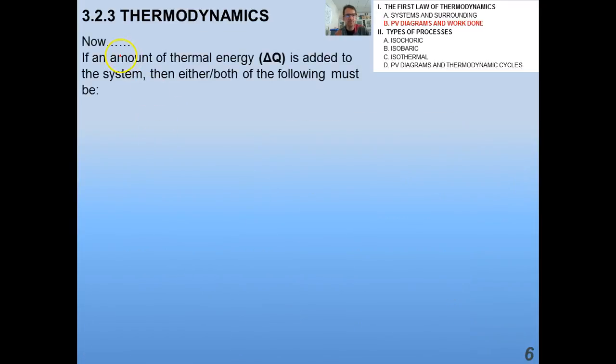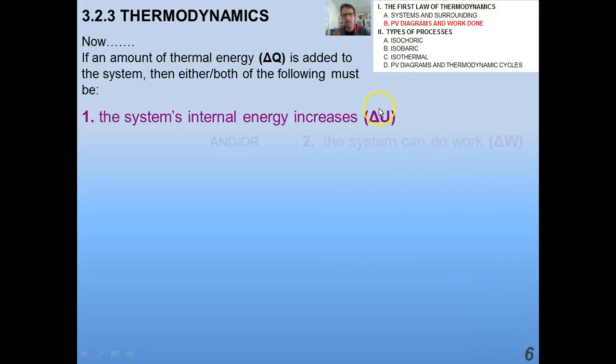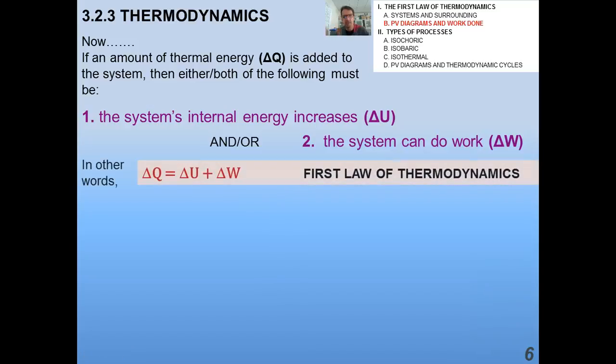So pretty straightforward stuff. Now, if an amount of thermal energy, delta Q, is added to the system, then two things must be true. Number one, the system's internal energy increases. In other words, if you give thermal energy to a system, its temperature might go up. That's delta U; you can think of delta U as being its temperature. And or the system can then do work on something else. So this is the work energy theorem in action. You give something energy, you're enabling that thing to do work on something else, okay?